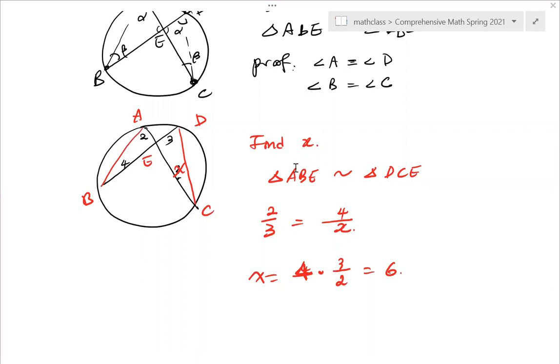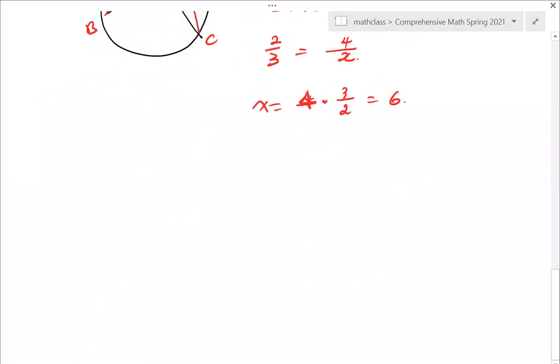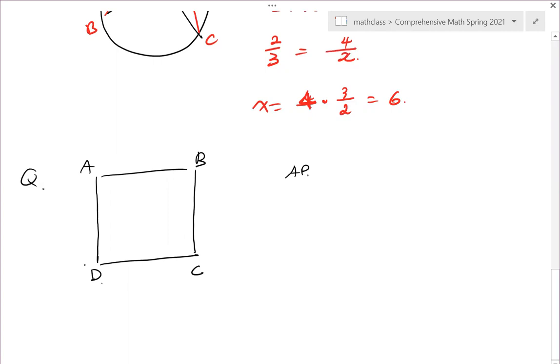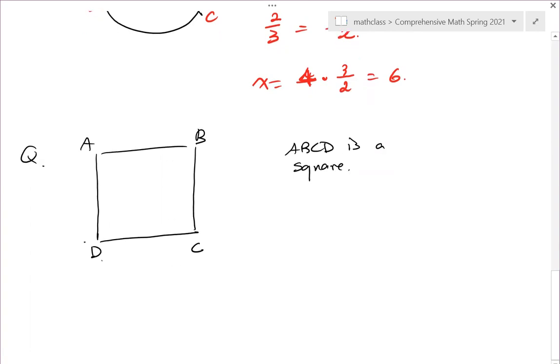Okay, good job. All right, so now let's look at the following problem. We've got a little bit more complicated problem here. This is a square, you're familiar with this whole exercise. This is A, B, C and D. ABCD is a square. And if it's a rectangle, you can do the same. It's a square.